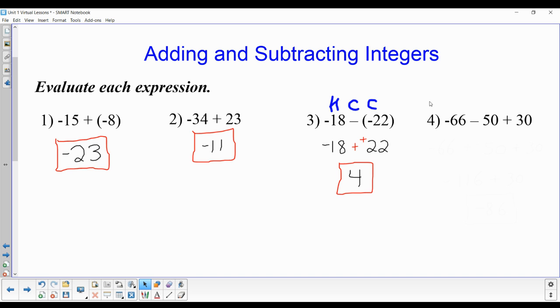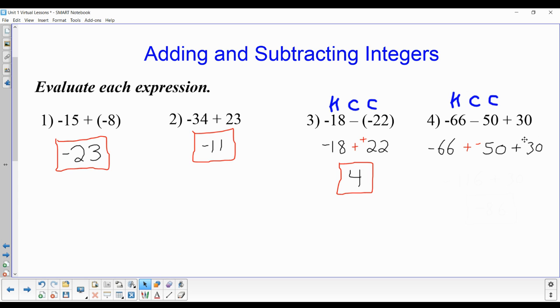And problem number 4, we have one more. Now, this has addition and subtraction signs. So I'm going to use the order of operations and do the one that comes first. And whenever you are adding and subtracting integers, you want to make sure you have an addition sign. The first part here, negative 66 minus 50, does not have an addition sign, which means we are going to do keep, change, change. Keep the negative 66, change the minus to a plus, and change 50 to negative 50. And then we will copy the plus 30 that wasn't used.